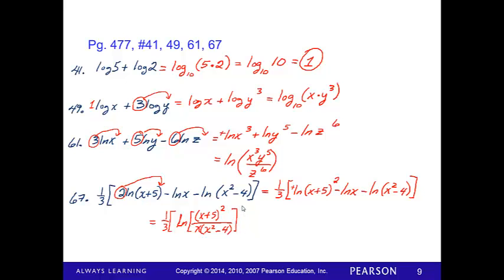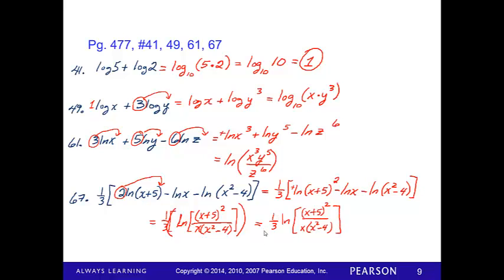It's getting a little messy with brackets everywhere, isn't it? Okay, so we're almost there. So we have a single natural log. So really we have 1/3 times the natural log of x plus 5 squared over x times x minus 4.